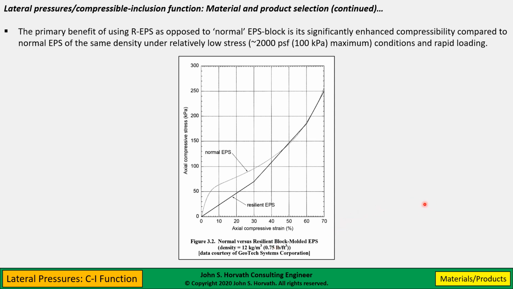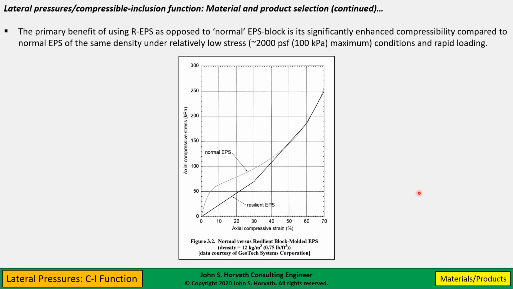Now, we see the very classical stress strain curve, right? Short-term stiffness, yielding, and then work hardening at higher strains. And by the way, these are engineering strains, not true strains. On the other hand, if you had resilient EPS of the same density, right? So we're comparing apples to apples here.